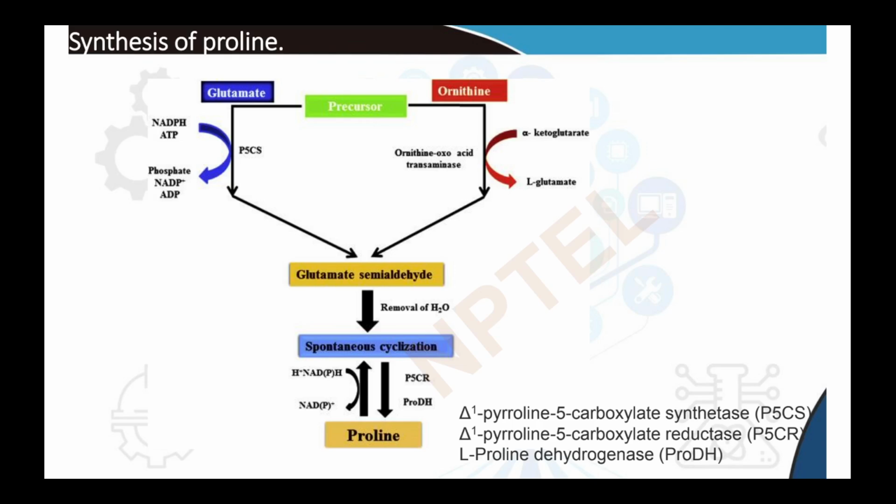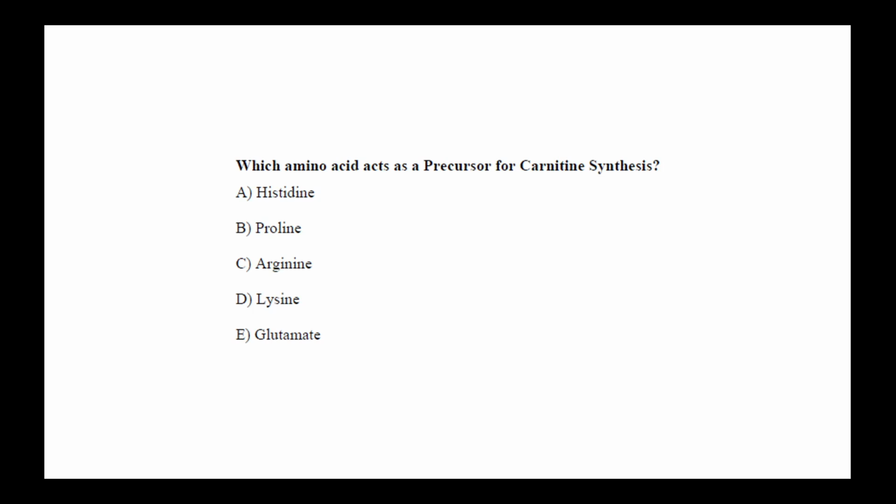Okay, so two enzymes are involved here, pyrroline 5-carboxylate reductase and L-proline dehydrogenase. Since there's a dehydrogenase involved, obviously there's NADPH involvement. So glutamate is the precursor of proline. I hope that's clear. Moving on to the next question.